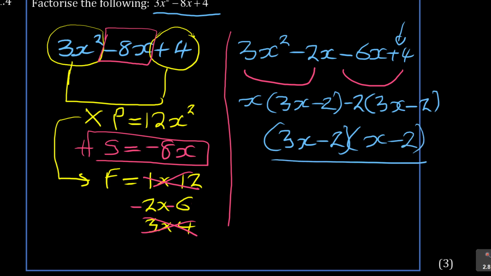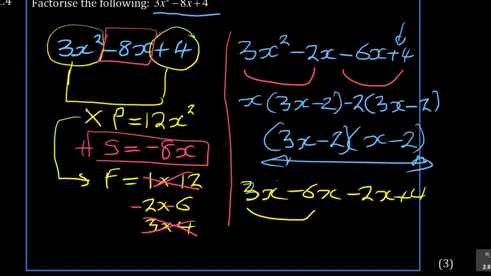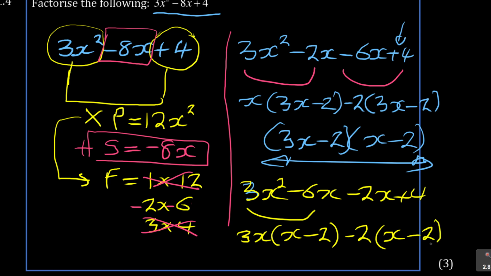Does the order in which you group matter? No, it doesn't matter. I can do the other way around. I can group the 3x squared with the minus 6x. Let me do that: 3x squared minus 6x minus 2x plus 4. Let's take the first two. What is common? 3x. So 3x there, I get x, and 3x into minus 6x gives negative 2. And then again I need a negative, so there is negative 2, and it's x minus 2. Then I've got x minus 2 and 3x minus 2.